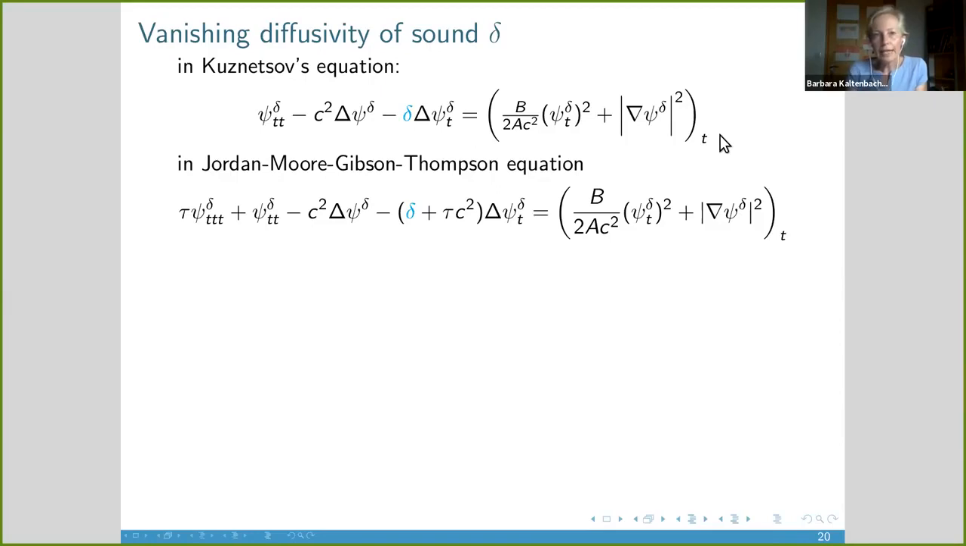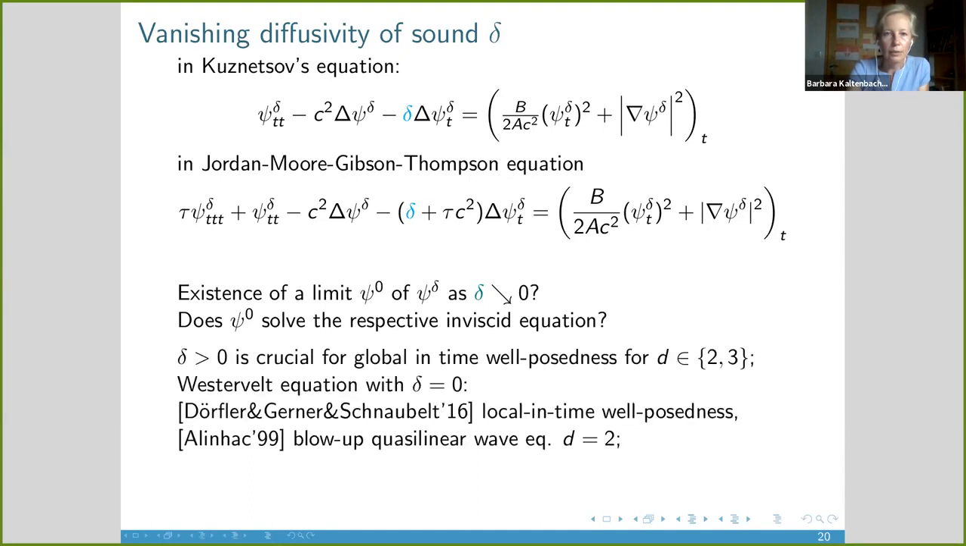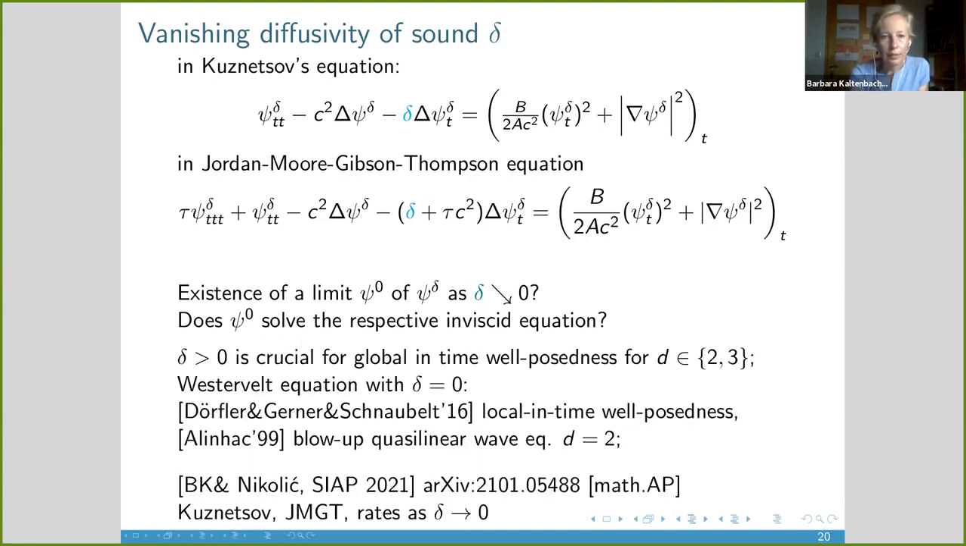So what happens if delta is set to 0 or if delta tends to 0? Well, there have been some results around on the case of delta equal to 0 for the Westervelt equation, so without the gradient nonlinearity. But it's also interesting to include it because it's the more general model, and to even maybe go to this higher order model with the limit in delta, and also to look at convergence rates. And that's actually what we did in these joint papers with Vanja Nikolic.